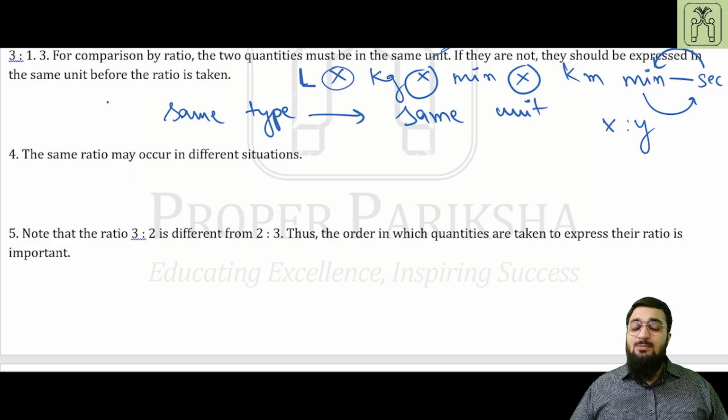Point number 3, reading again. For comparison by ratio, the two quantities must be in the same unit. If they are not, they should be expressed in the same unit before the ratio is taken. Point number 4, the same ratio may occur in different situations. Now comes the point which was also a homework some videos back.